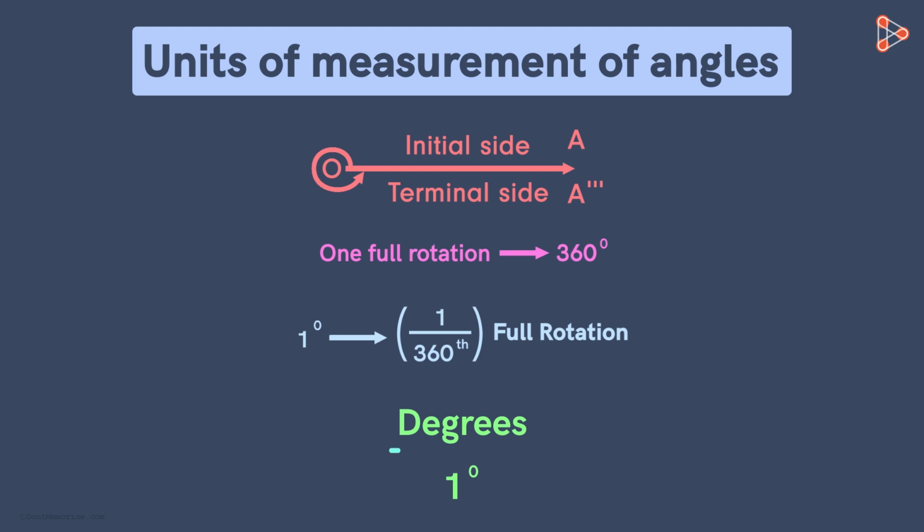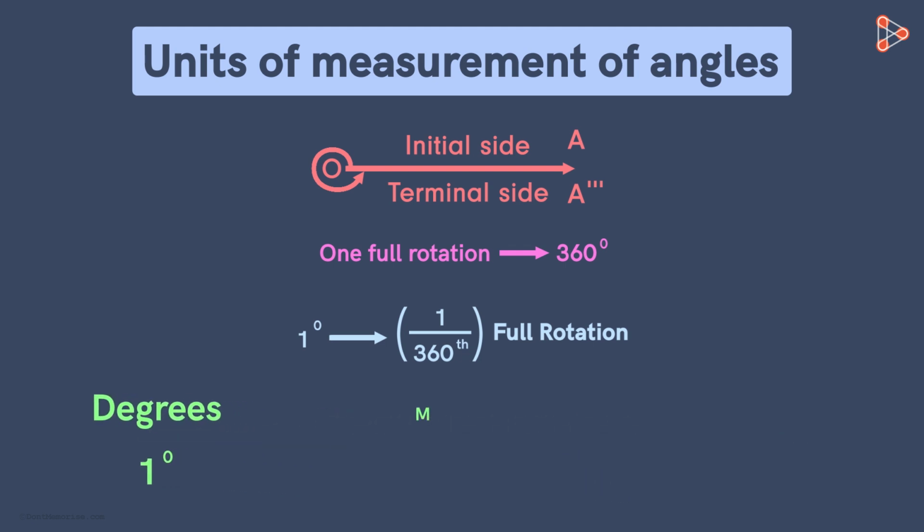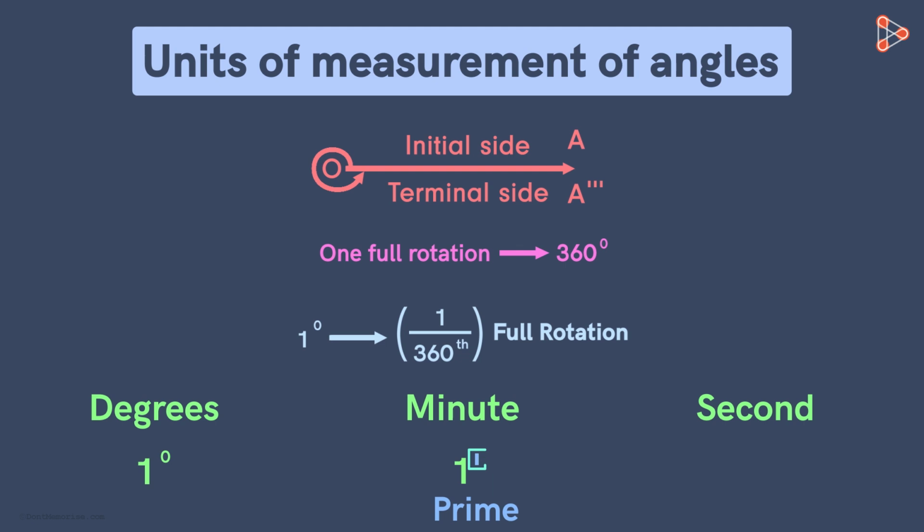But wait, is degree the smallest unit of measure for angles? Well, no. There are smaller units of measure. They are called minute and second. 1 minute is represented as follows. Look at this symbol. It's called prime. So 1 minute is written as 1 prime. And 1 second is written as follows. This symbol is called double prime. Similarly, 1 second is written as 1 double prime.